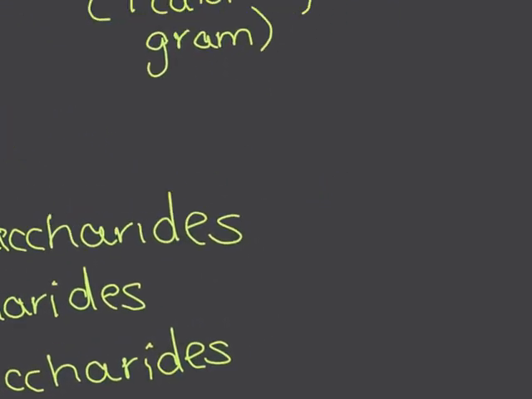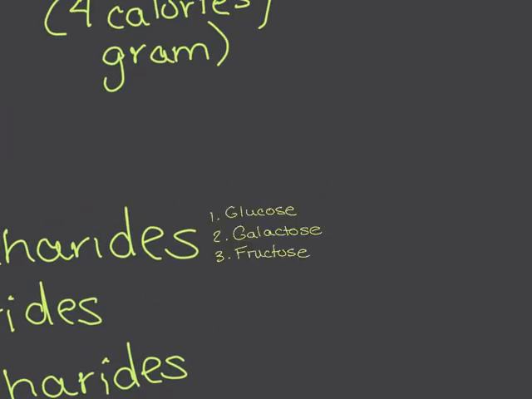And so we're going to start by looking at the monosaccharides and what you should know about them. There are 3 monosaccharides you need to know: glucose, galactose, and fructose. All of them are isomers of each other, so they all have the same chemical formula and a different structure.